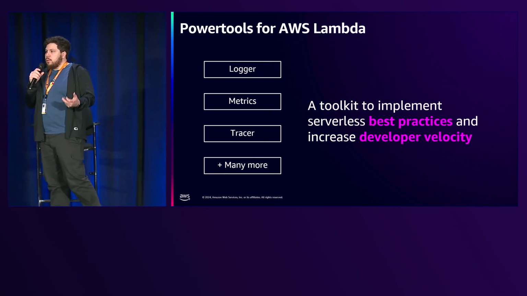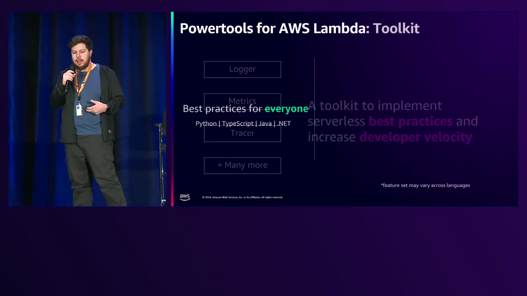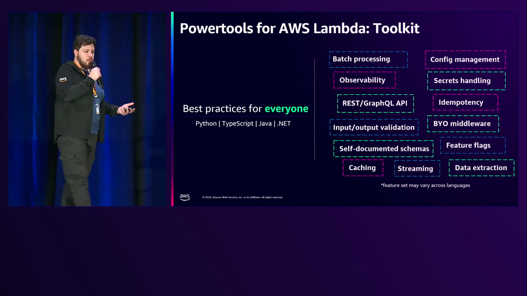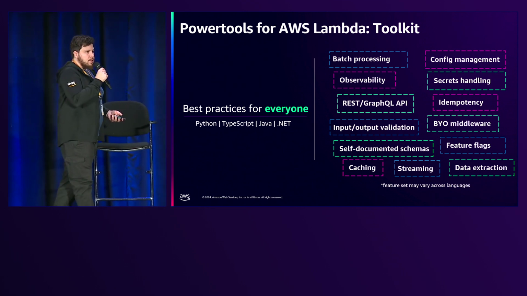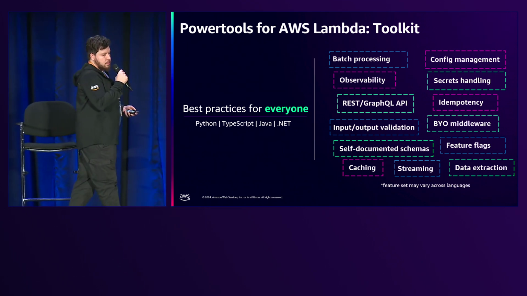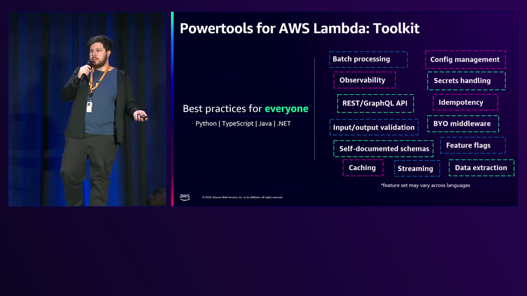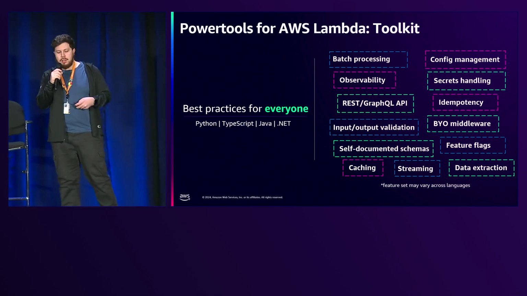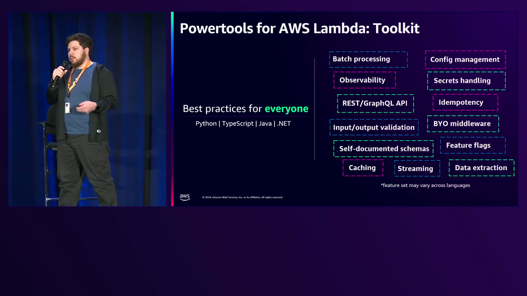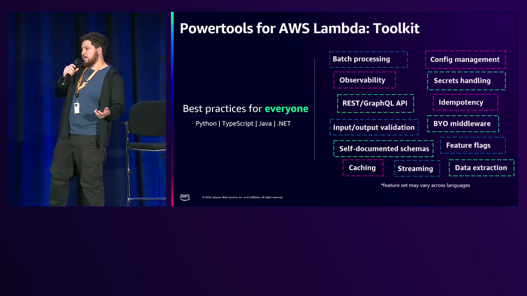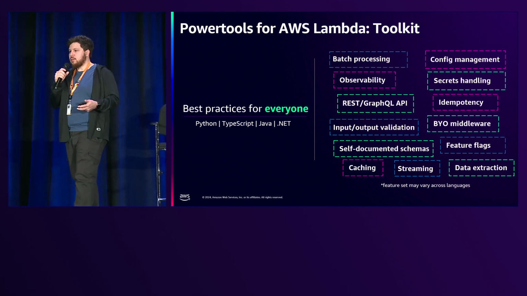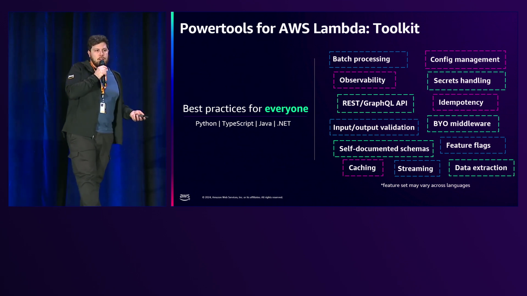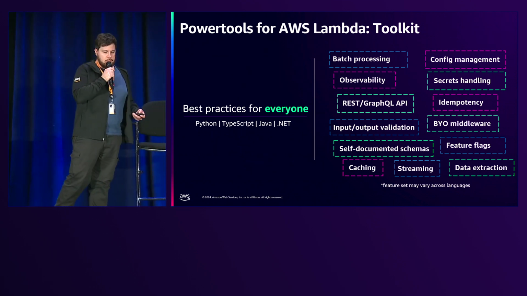But then we realized that we could do more. And we started launching new features and adding more functionalities to Powertools. We went into batch processing with partial failure reporting. We went into config, secrets, and parameters management. We started doing idempotency, input-output validation, and so on and so forth. Everything started with Python. So Powertools was launched first with Python. This is also the version of Powertools that is more feature complete. But then we also added more languages such as Java, TypeScript and Node.js, and .NET.